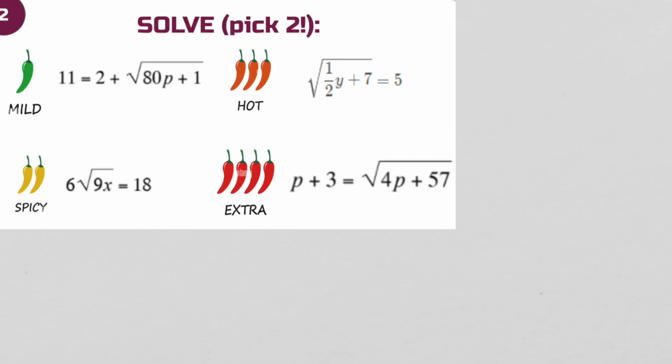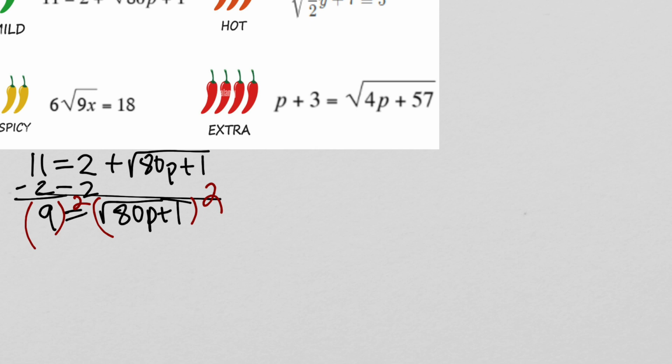I'm going to start with the mild first. Okay, so I got to isolate the radical first always, so I'm going to subtract 2 first to get 9. How do we get rid of a square root? We get rid of the square root is to square both sides, so that's what I'm doing right now. I get 81. The square and the square root cancel, so I'm left with 80p plus 1.